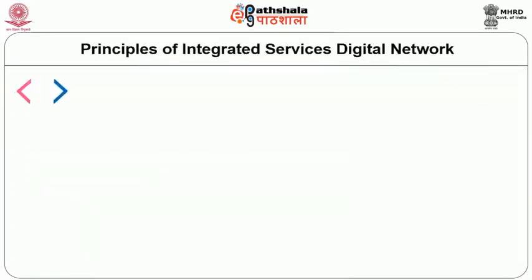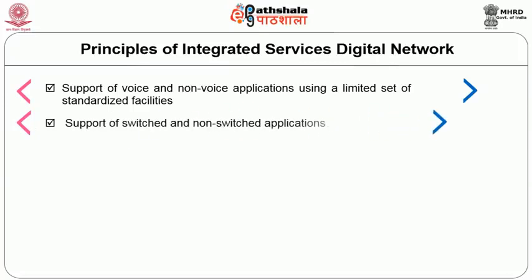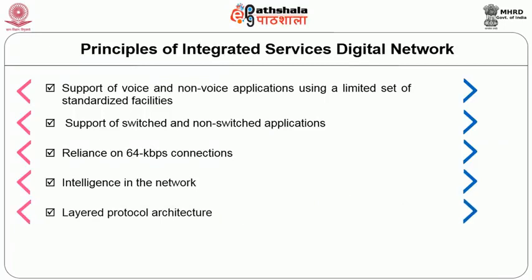The principle of ISDN is to support voice and non-voice applications using a limited set of standardized facilities, support switched and non-switched applications, and everything relies upon a 64 kbps connection. ISDN seems to be more intelligent than other technologies, with a layered protocol architecture. We can even read ISDN similarly to the OSI layers, and there are different types of configuration available. Let us see one configuration.